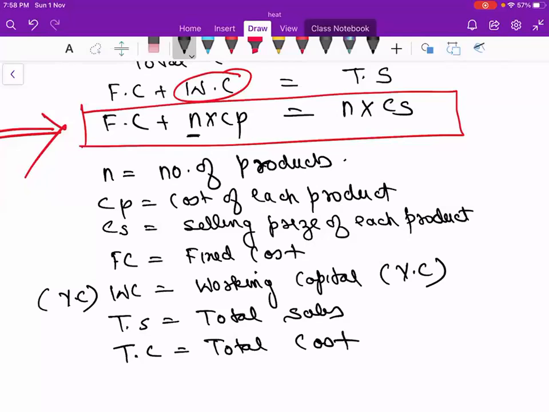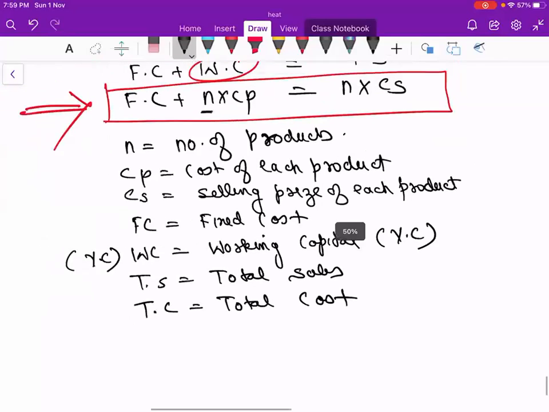Okay. Everyone got this point? Total sales equals total cost. So before break-even point, it is loss. After break-even point, it will be profit. Okay. So we will now solve a question.